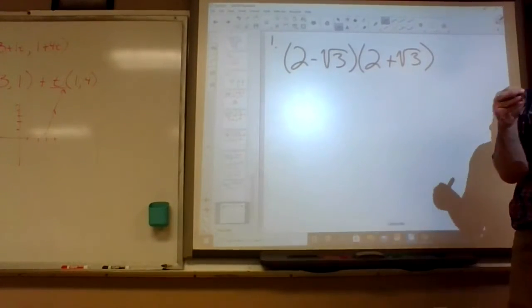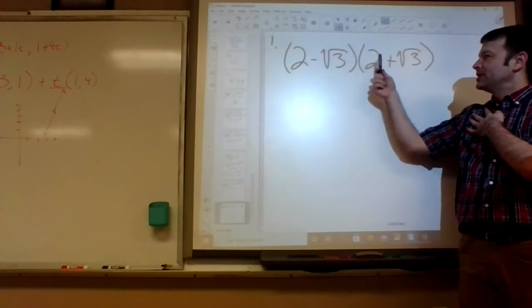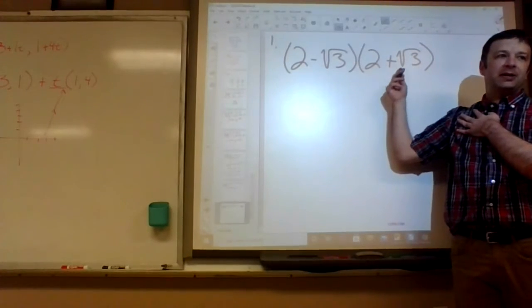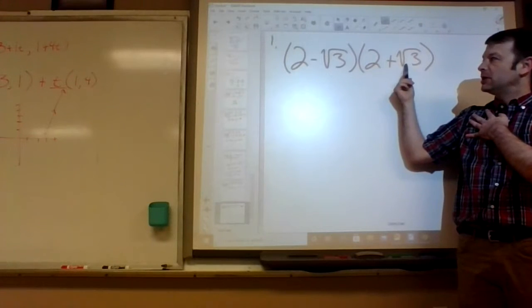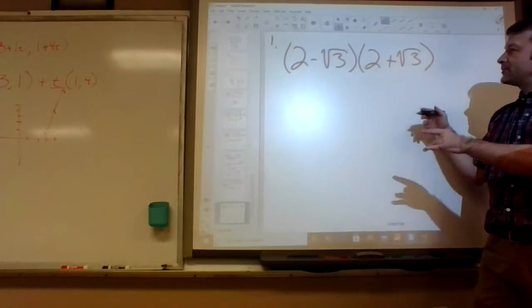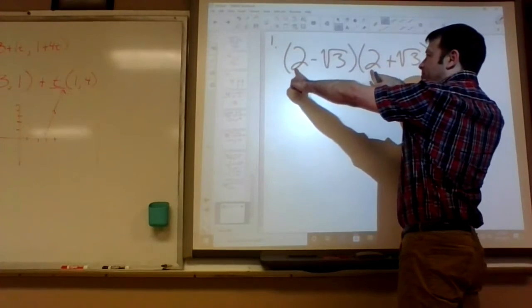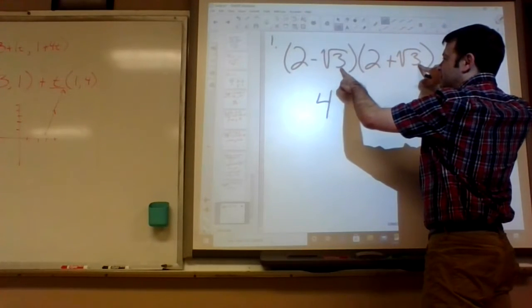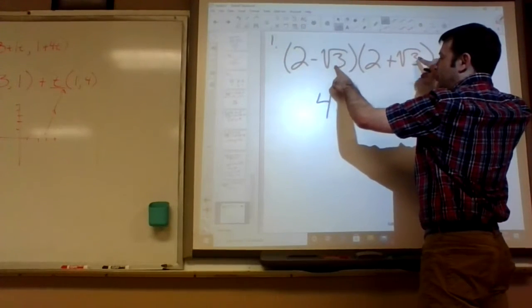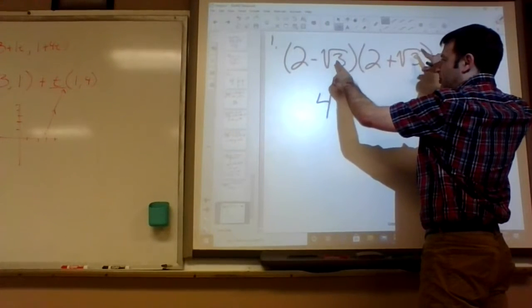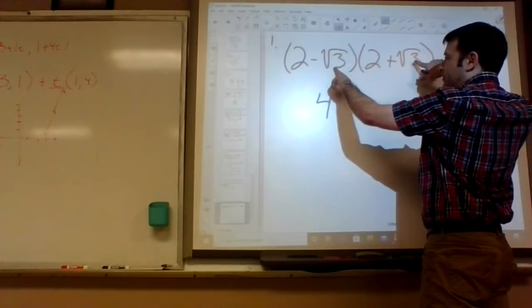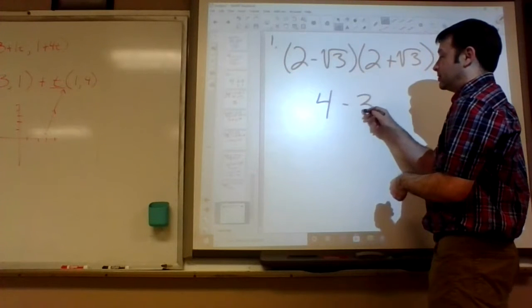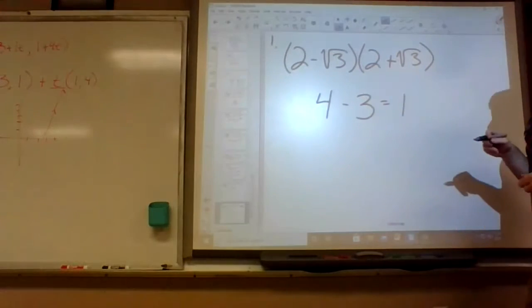And so really all you have to do when they're the same but with minus and plus is do first and last. So what is first? 2 times 2 is 4. What is last? Negative square root of 9. Square root of 9 is 3. Remember, when you take a square root times itself, the square roots cancel out. So it's minus 3. So it's 1.